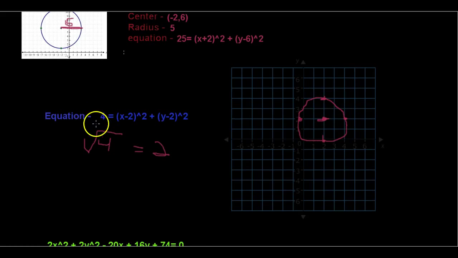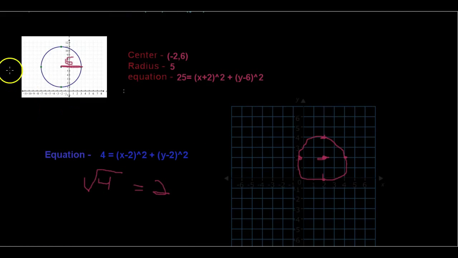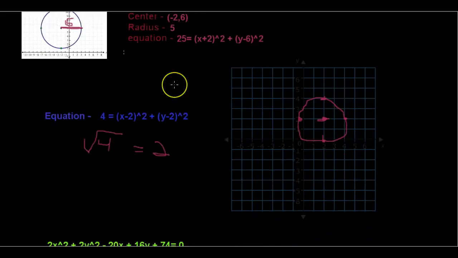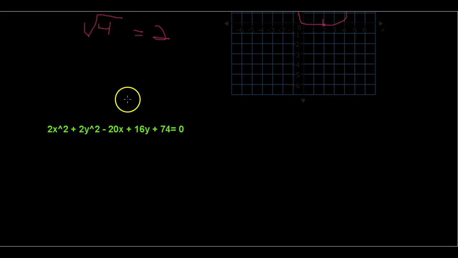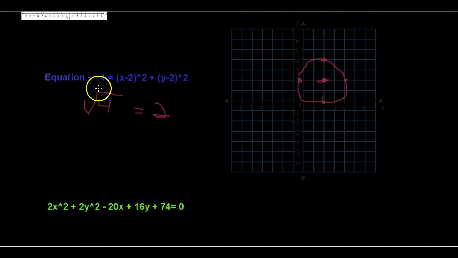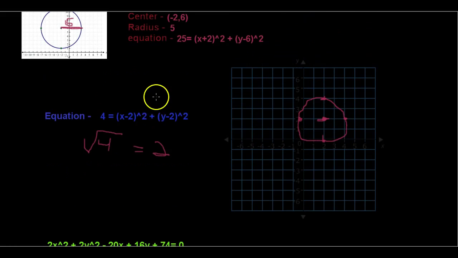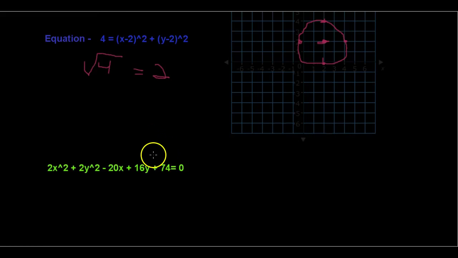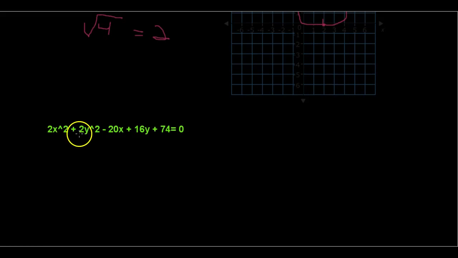So now we know how to take the equation and graph it. We know how to take the graph and get the equation. So now let's say we don't actually have either of those, and we just have the equation, but it's not quite in the equation form yet. So here we have 2x squared plus 2y squared minus 20x plus 16y plus 74 equals 0.